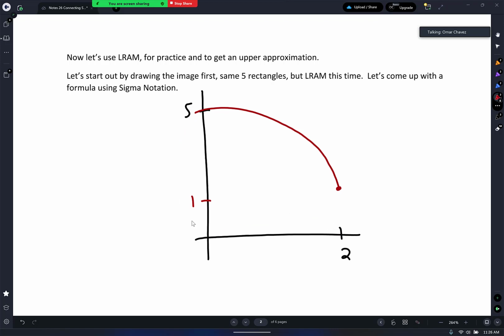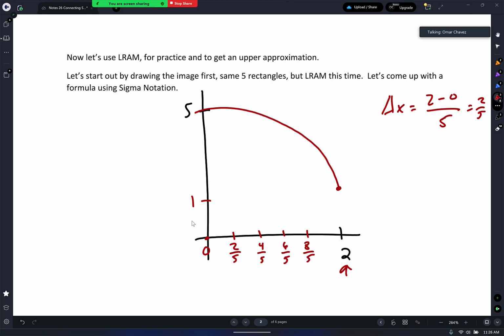All right, we're doing LRAM. So that looks like it could be a good location. 2/5. My delta x is still the same. 4/5, 6/5, 8/5, and then finally when you get to 2, that's the same thing as 10/5. And by the way, in case you don't remember, how do you always get the delta x? It's whatever you start, we started at 0, wherever you end, we ended at 2, so 2 minus 0 divided by how many rectangles you have.